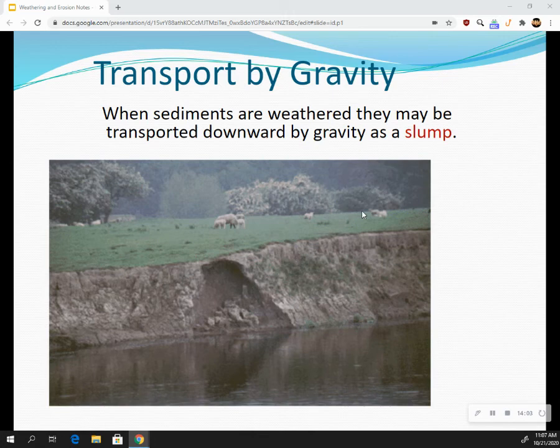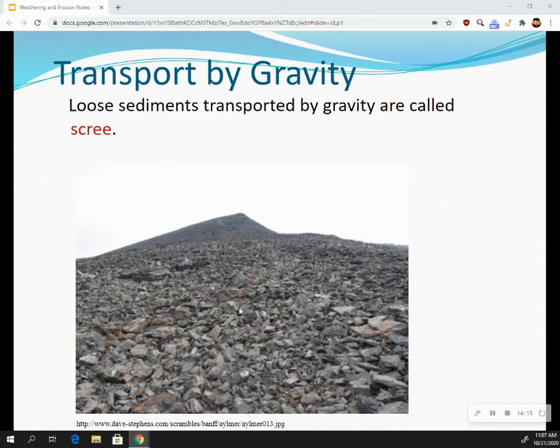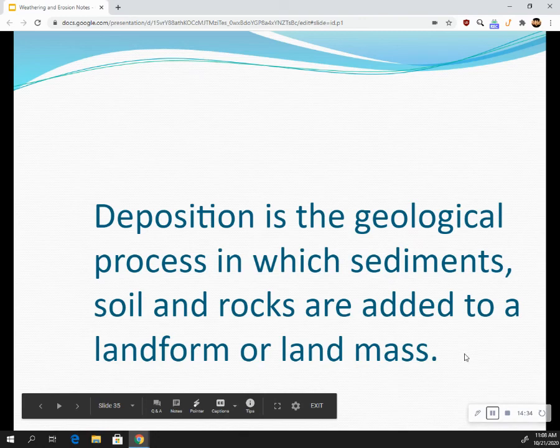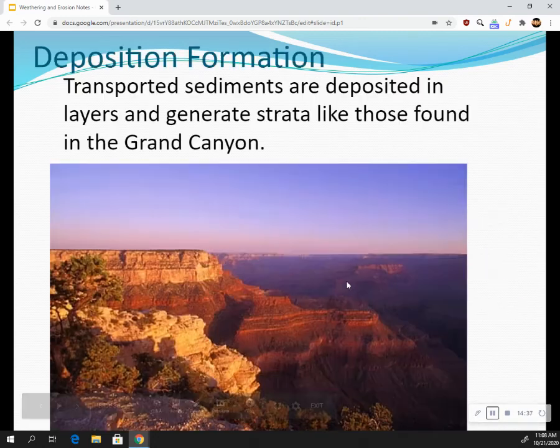When sediments are weathered, they may come down as a slump. You can see how all this was there and now it is slumped down to a new position. And this is called scree. There is actually a scree field, or a scree hill, if you go down Seckman, down Lyons Den into Old 22, that will show you your scree field.